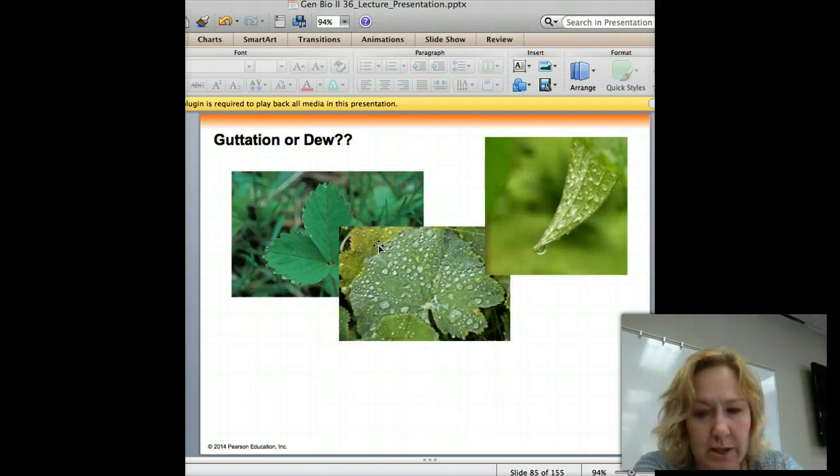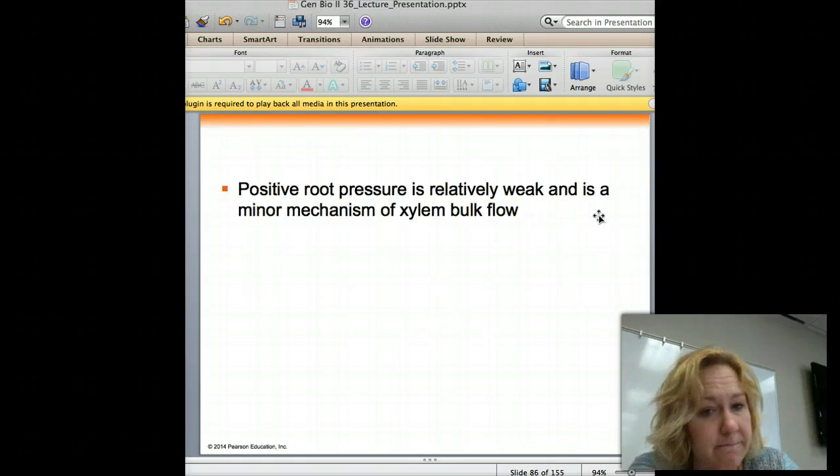And there's some examples. Oh, is it dew? No. This is guttation. This is dew. If it's like a bunch, it's dew. That's the condensation from the air at night. This root pressure is relatively weak and is a minor mechanism. Again, transpiration is driving this process, not root pressure.